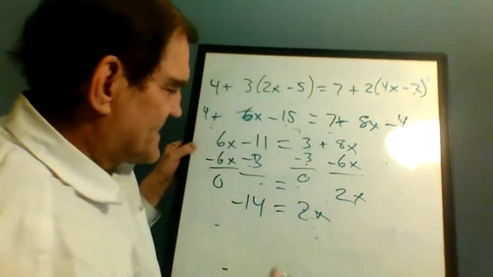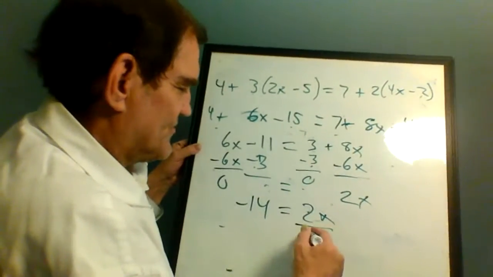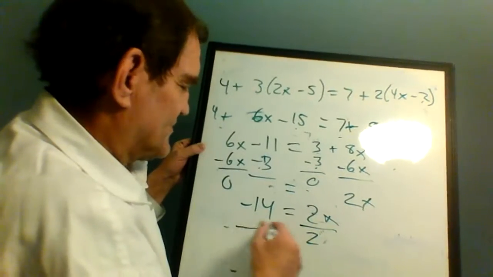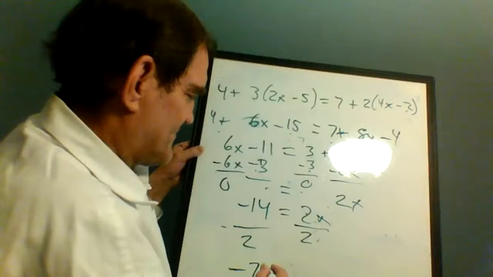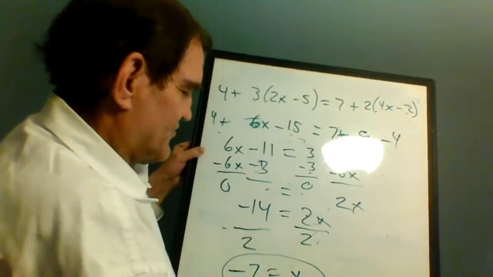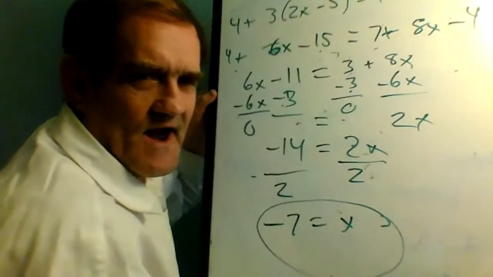What do you do with that? You're going to divide by 2. You divide that by 2 and you divide that by 2 right there. And you get a very simple negative 7 is equal to x. That is your answer. All right.